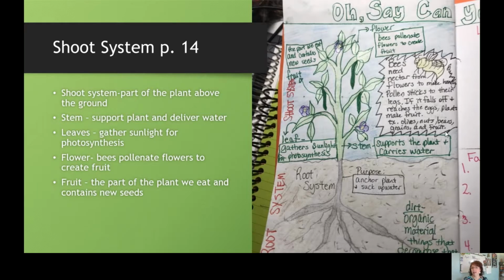Now, here's another thing that I have drawn at the bottom, and I wrote dirt. Organic material. Organic material is anything that's in the ground that was once alive. So that is not plastic. That is not metal. Organic materials are things like dead leaves, grass, sticks, decomposing material, and including animals.